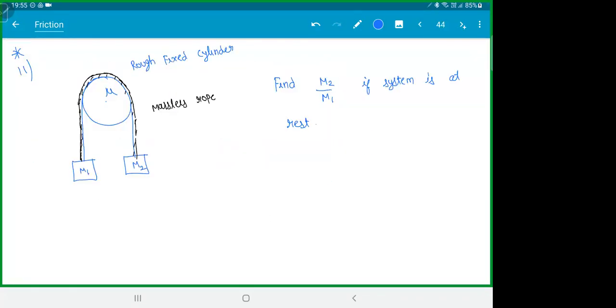Okay, so we'll wind up with this. Gravity is there. Find m2 by m1. Because of friction here, the system is not moving. Find m2 by m1 if the system is at rest. Okay, so with that, we'll wrap up for the day.